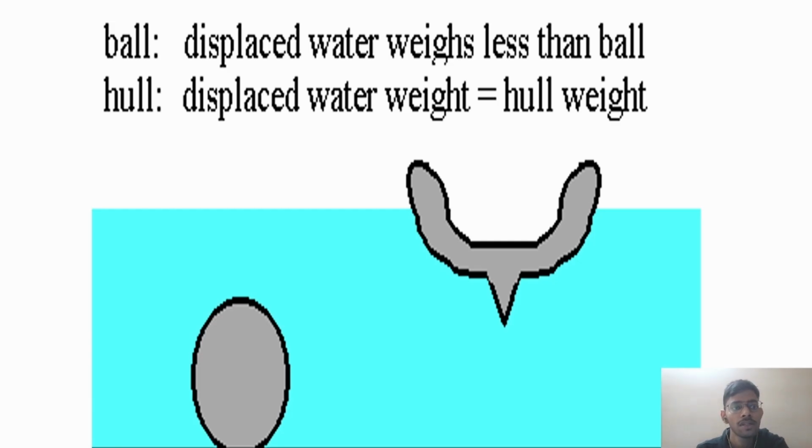Here also, in the case of a ball and a hull, the displaced water weighs less than the ball. In the case of the hull, where it compresses water, the displaced water weight equals the hull weight. So these are some examples of Archimedes principle.